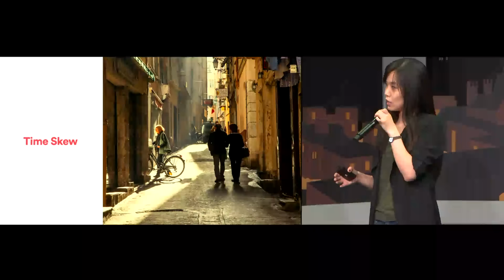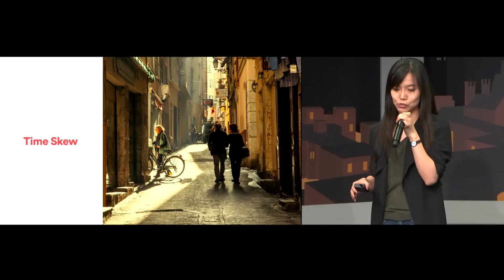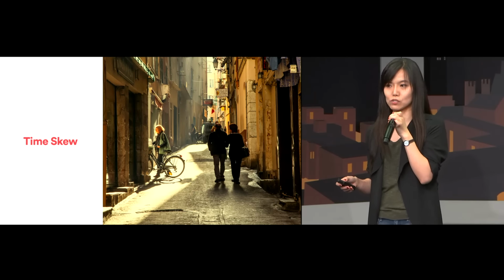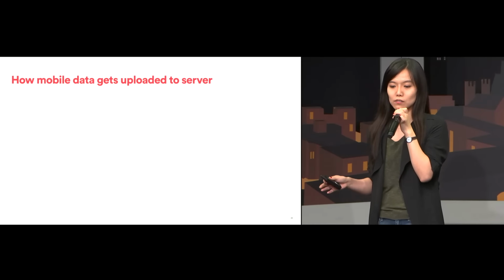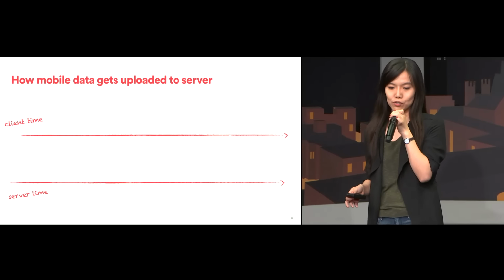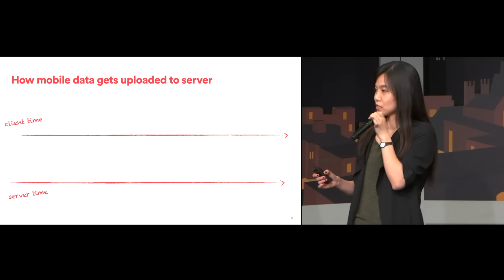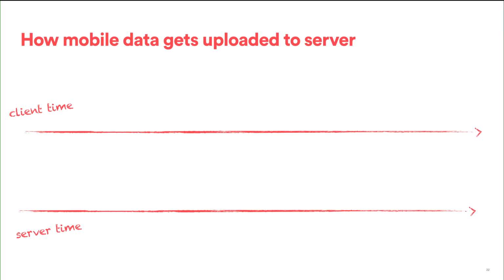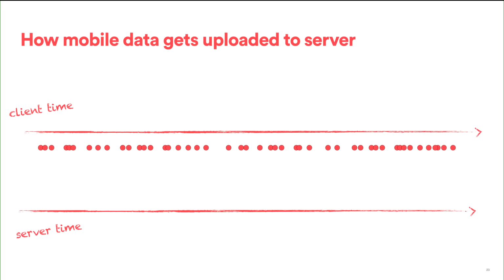Before we dive into what exactly the time skew issue means, I'd like to walk everyone through how data on mobile gets uploaded to the server. These two lines are the timelines, one is client time and one is server time. The dots are the events happening during that time, and we want to log all of them. They could represent a user clicking a certain button, or a user jumping to another page. All these events are the source for your data analysis.